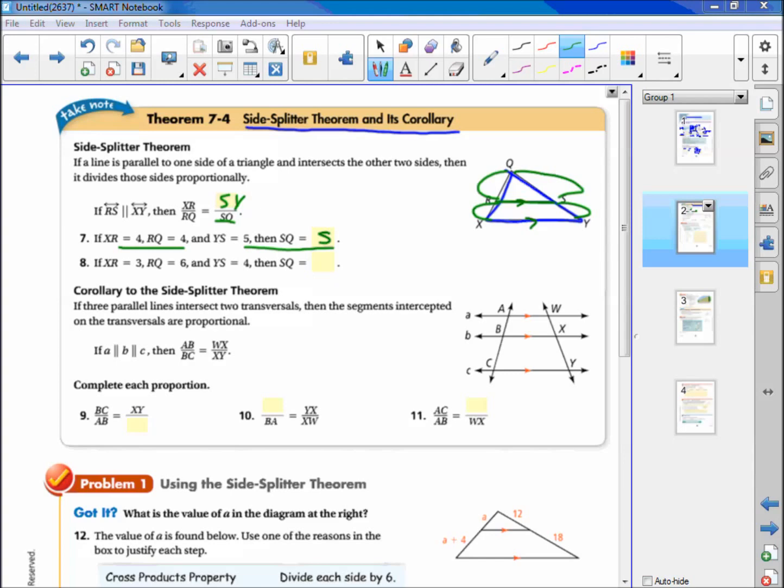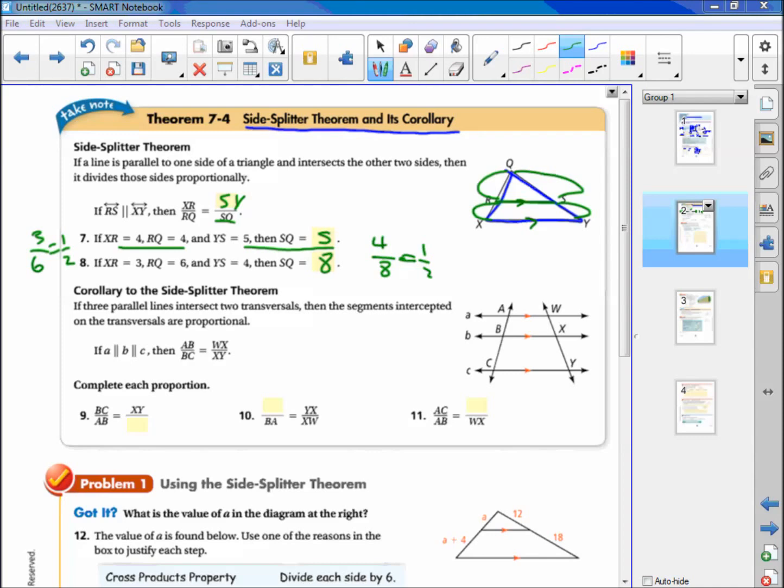So if XR was 3 and RQ was 6, so that's in the 3 to 6 ratio, and YS is 4, what would SQ have to be? Well, this reduces to half, so this one has to reduce to half also, so we know that that would have to be 8. Okay? We have a corollary to this.